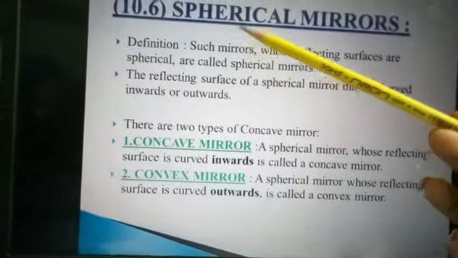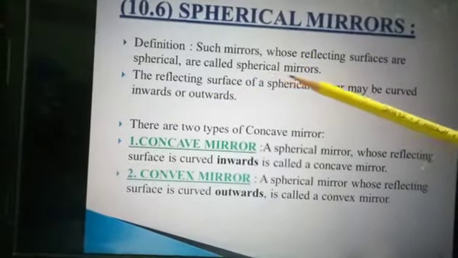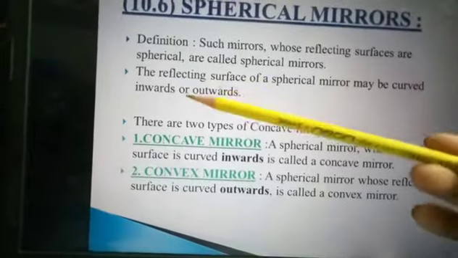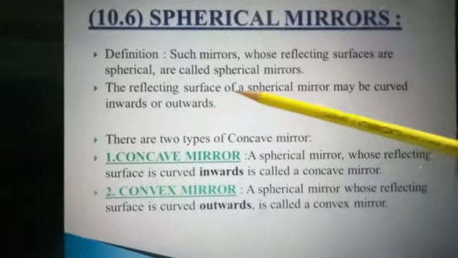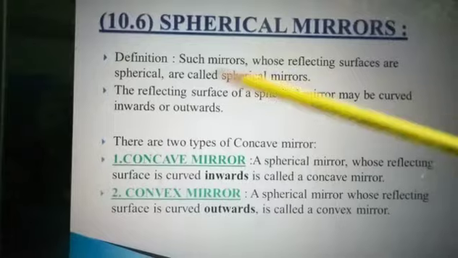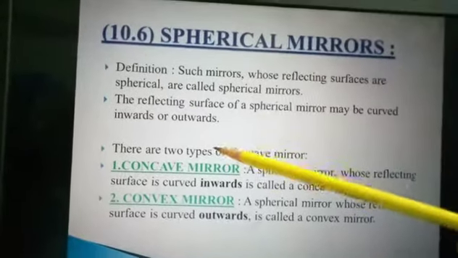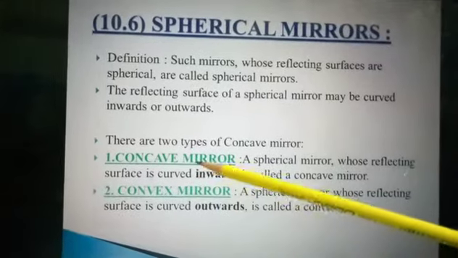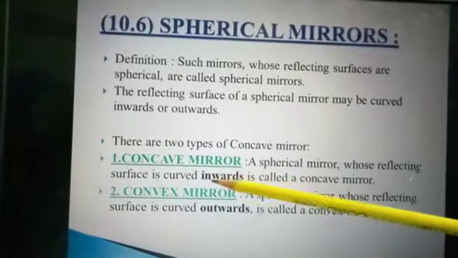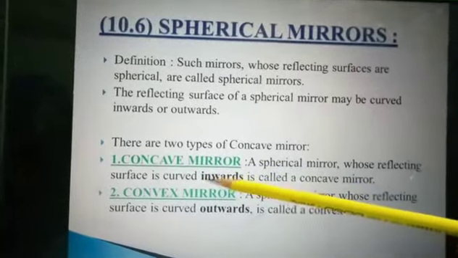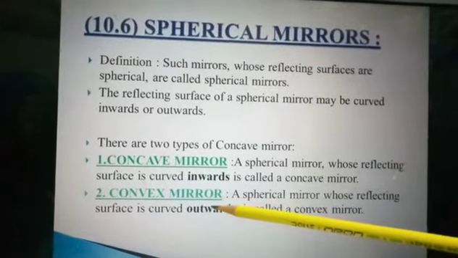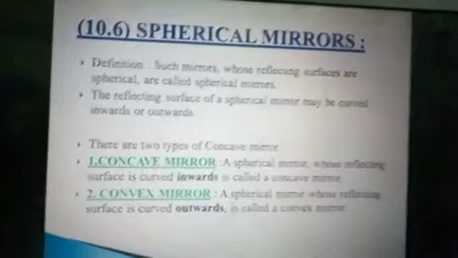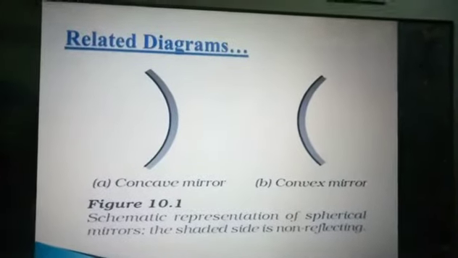This is different from a plane mirror. In a plane mirror the reflecting surface is plane, but in a spherical mirror the reflecting surface is curved inwards or outwards. There are two types of spherical mirrors, concave mirror and convex mirror. A concave mirror is one whose reflecting surface is curved inward, and a convex mirror is one whose reflecting surface is curved outward. Now our next topic is the diagram.